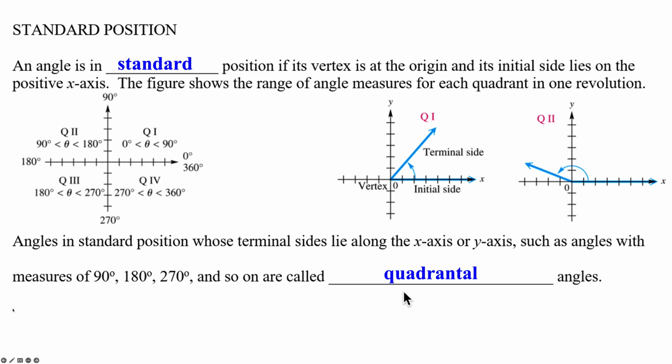These are called quadrantal angles because now your initial side and your terminal side are on the x and the y axis, separating out the quadrants. Remember from algebra, if a point is on, say, the positive y-axis, right here at 3, that point is not in quadrant 1 and it's not in quadrant 2. It's in neither quadrant. It's on the y-axis.